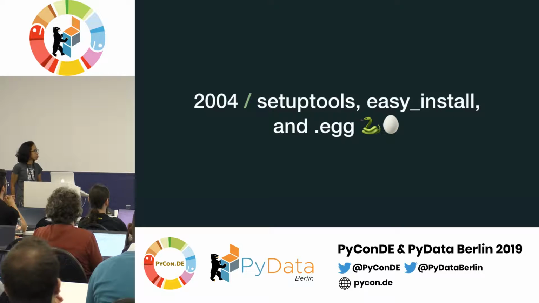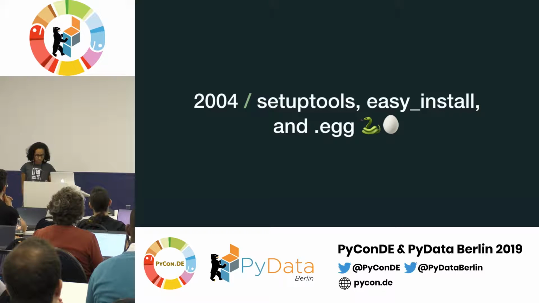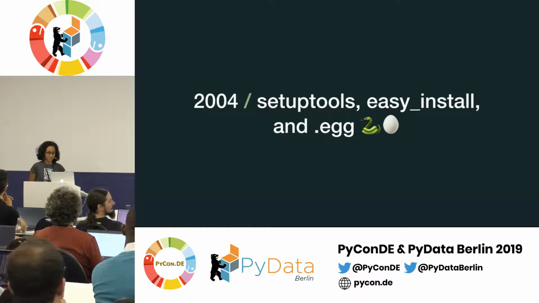And in 2004, setuptools, easy install, and the egg format were introduced. So the egg format was one of the first built distribution formats. So it wasn't the only one, but because it came with setuptools and easy install, it was one of the most widely adopted. So does anyone here know or not know what an egg is? Okay, so yeah, don't worry, I'm still kind of also like, what is an egg?